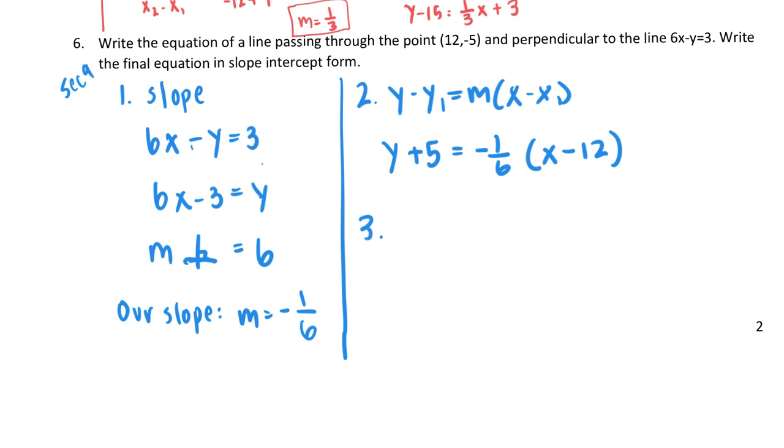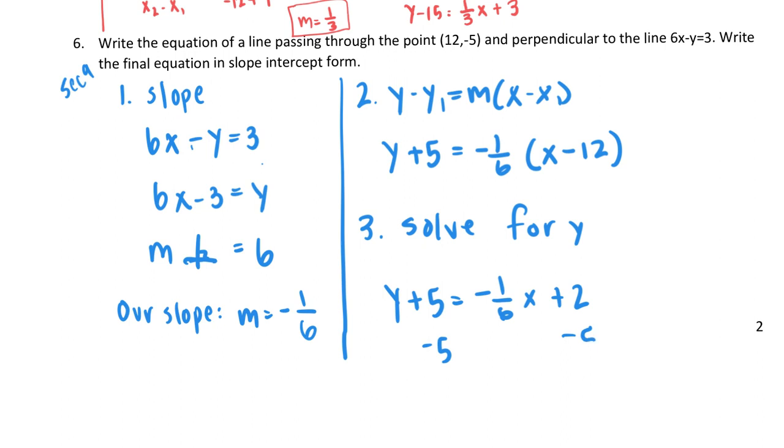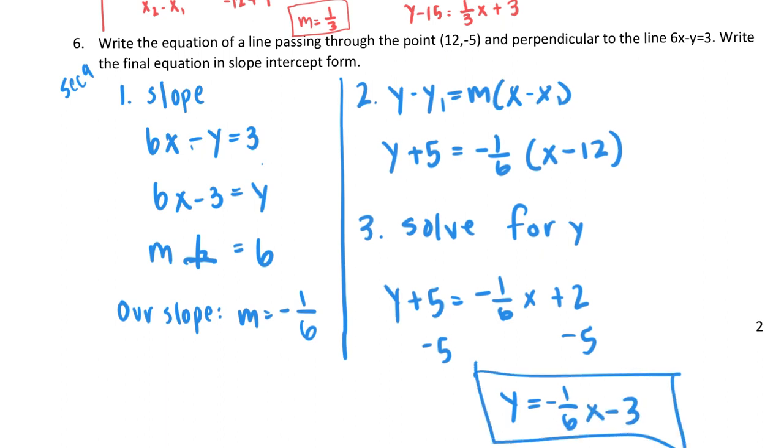Okay, and then step 3 is we just need to solve for y. So I'm going to distribute the negative 1/6 through. Negative 1/6 times negative 12 is like 12 over 6, which is 2. And then we just subtract the 5 over. We get y equals negative 1/6 x minus 3. And that is the equation of the line perpendicular to the line that they give us that passes through the point 12, negative 5.